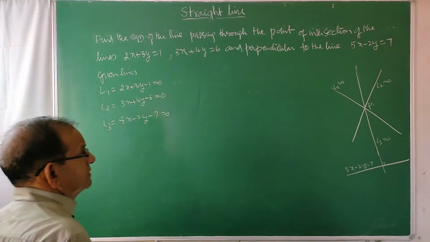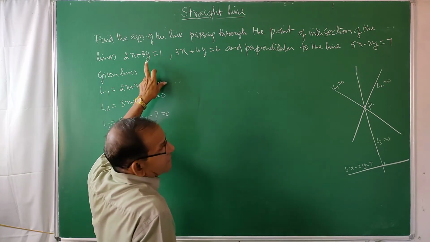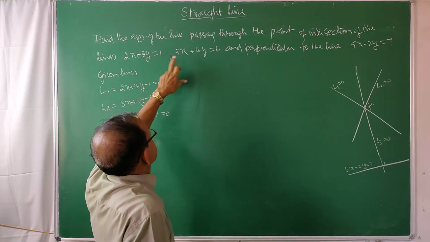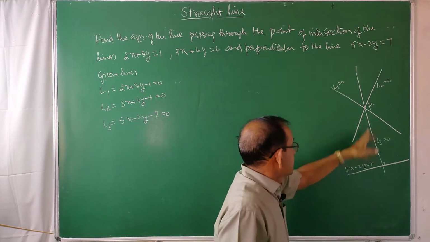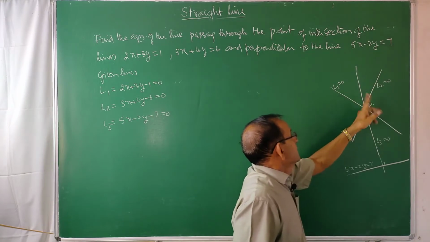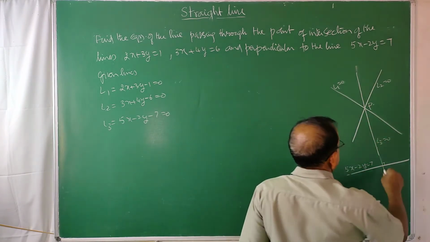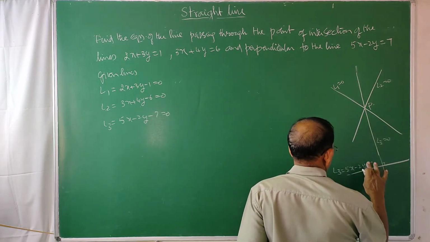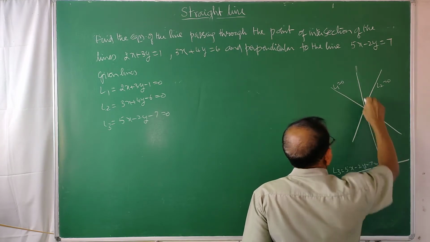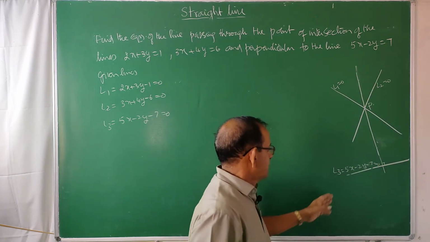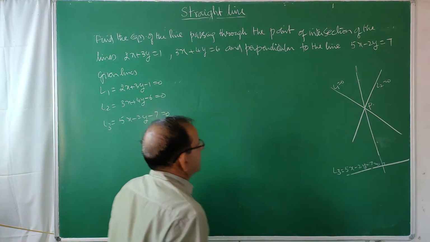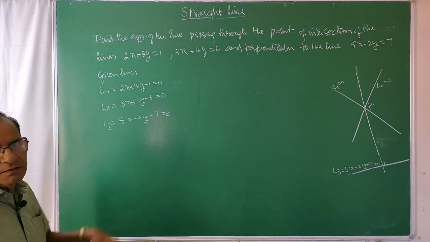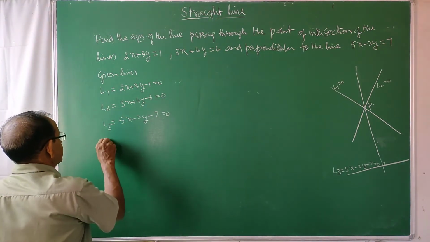Now see this one. In this sum again 3 lines are given. We have to find out a line passing through the point of intersection of these first 2 lines and perpendicular to this line. This line is required. These are the given lines. This is L3. We have to find out the line that is perpendicular to this L3. Now let us solve the first 2 equations by the cross multiplication method to get the coordinates of the point of intersection by solving 1 and 2.